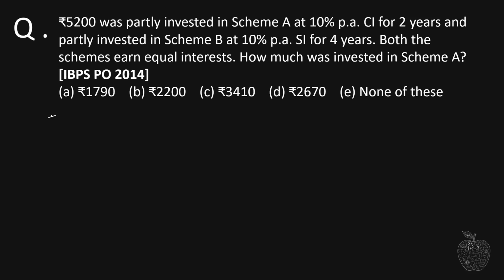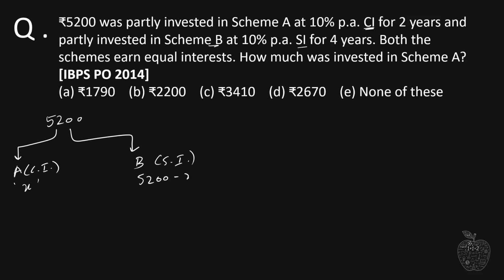Okay, so 5200 was invested partly in scheme A and scheme B. Scheme A is of compounding interest, right? Scheme A compounding interest and scheme B simple interest. Okay, so let's assume that he invests X amount in scheme A. So what will be the amount invested in B? It will be 5200 minus X.